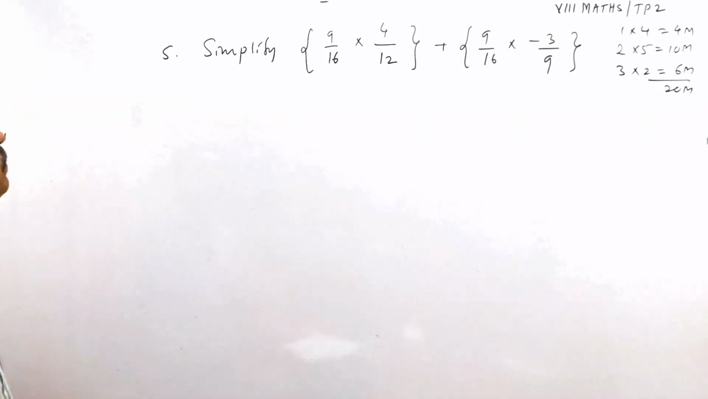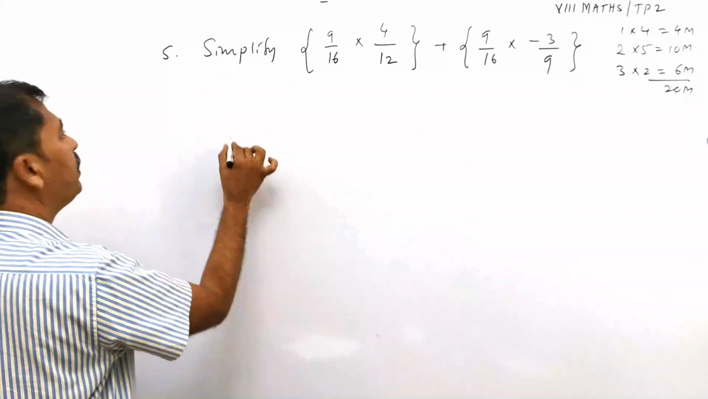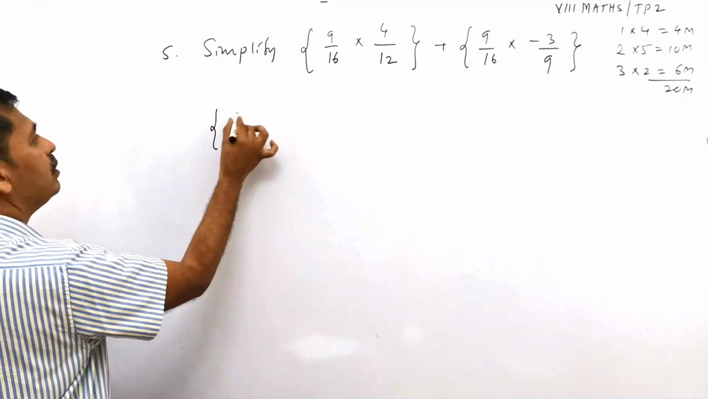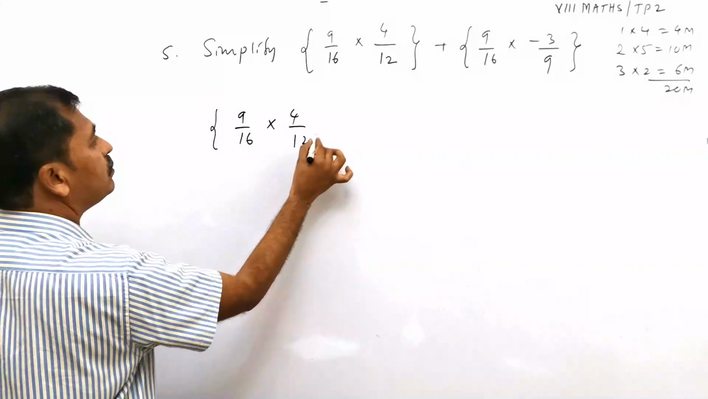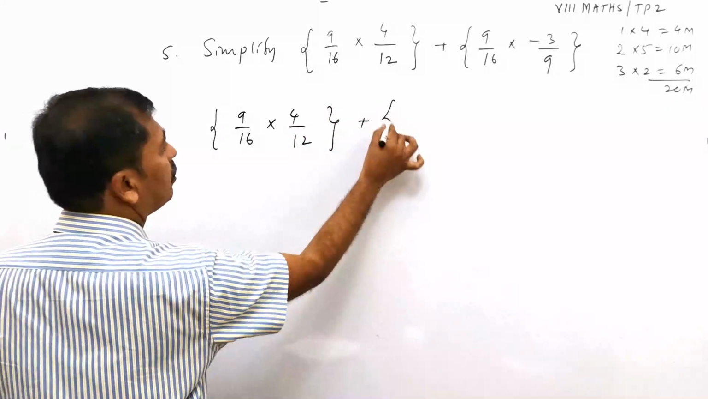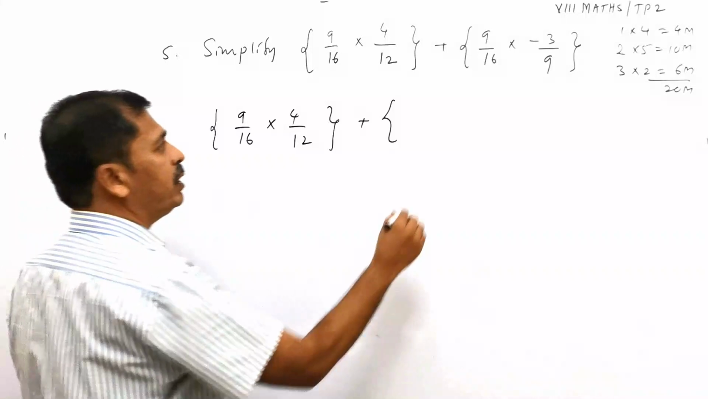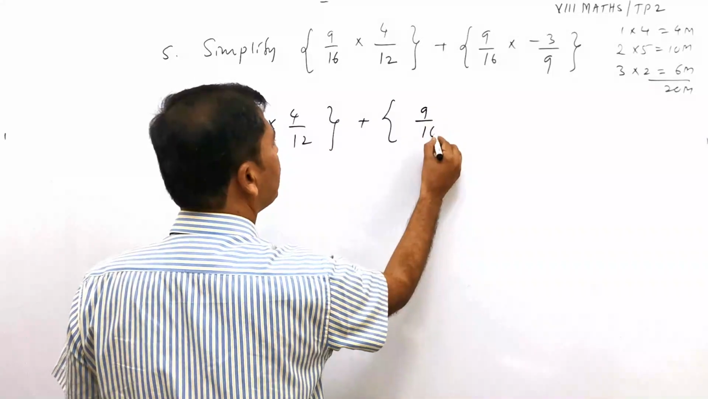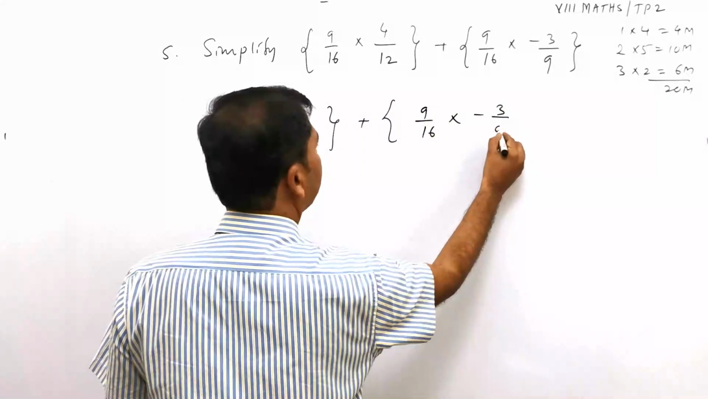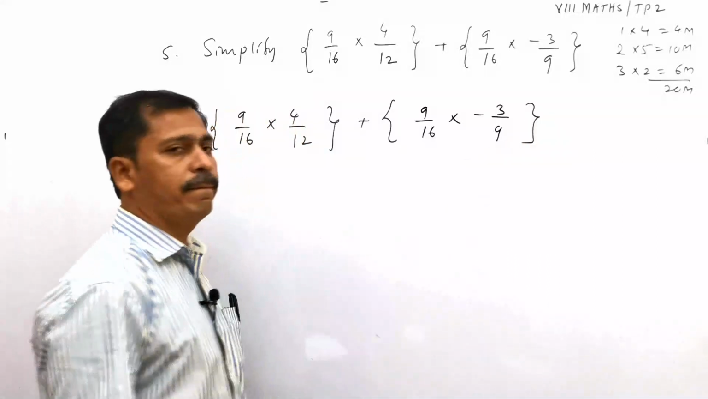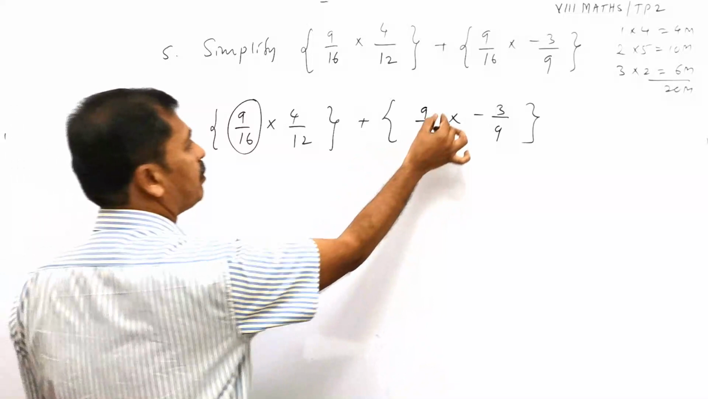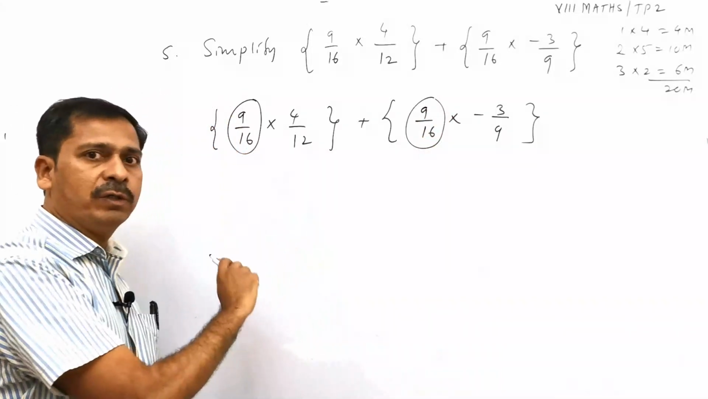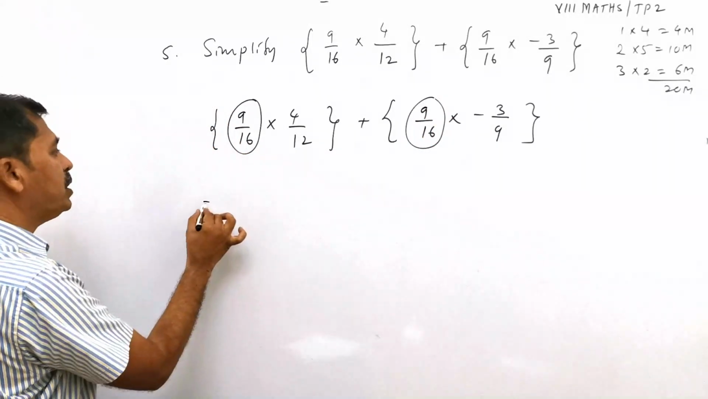Look here. The question is to simplify this. Now let me write this as it is: 9 by 16 into 4 divided by 12, then again 9 by 16 minus 3 by 9, that is 9 upon 16 into minus 3 divided by 9. It seems there is a common term, 9 by 16 here and 9 by 16 here. As a whole, you can take it completely outside the bracket.